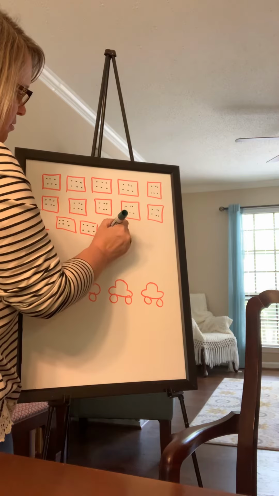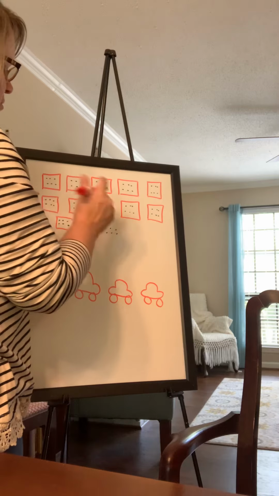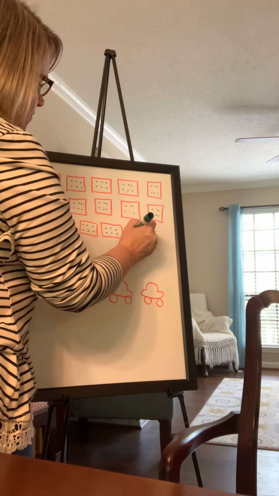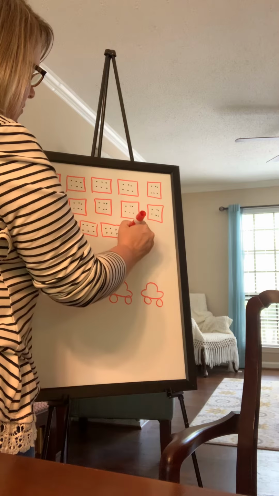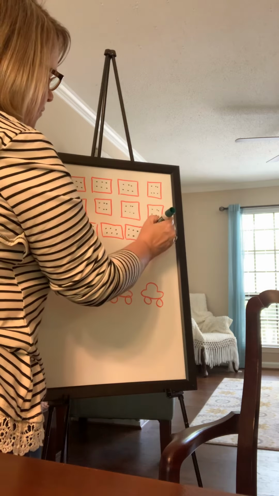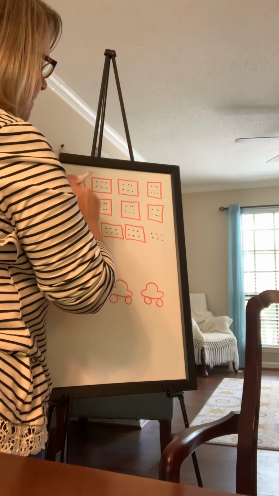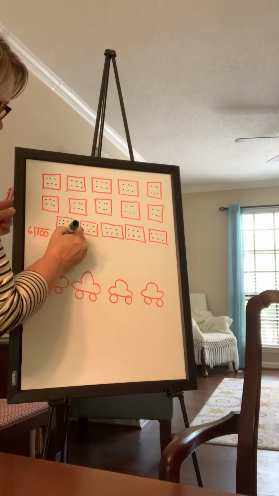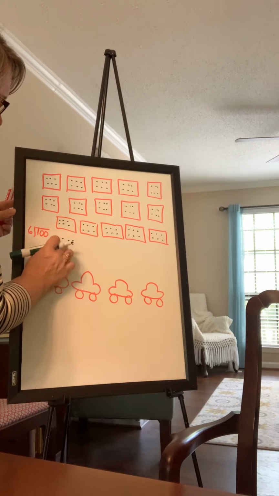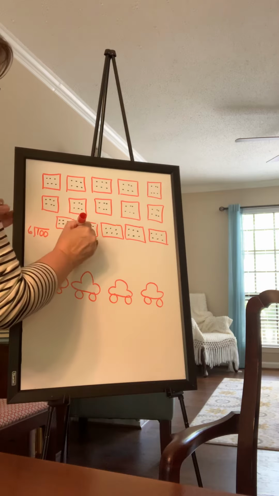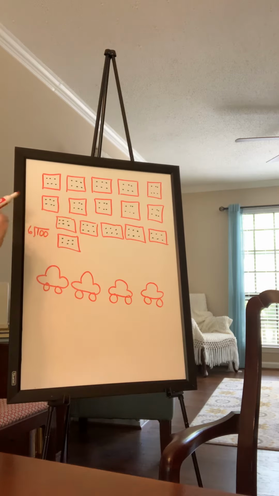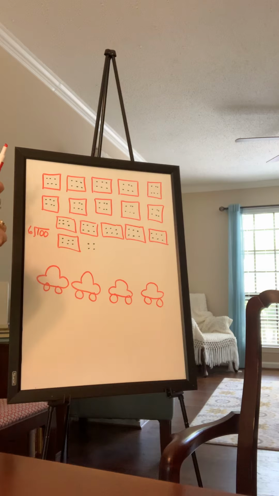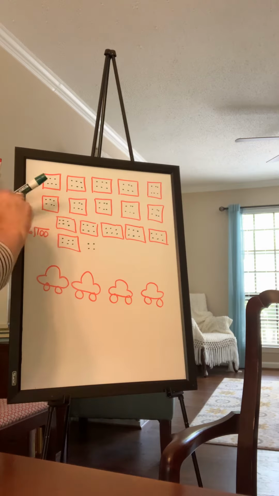72. 78. 84. 90. 96, and then 97, 98, 99, 100. We only have 4 to go in the last box.